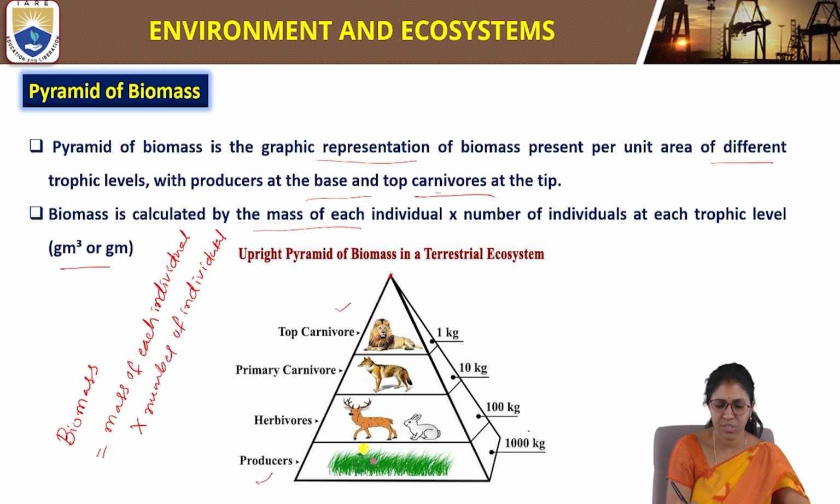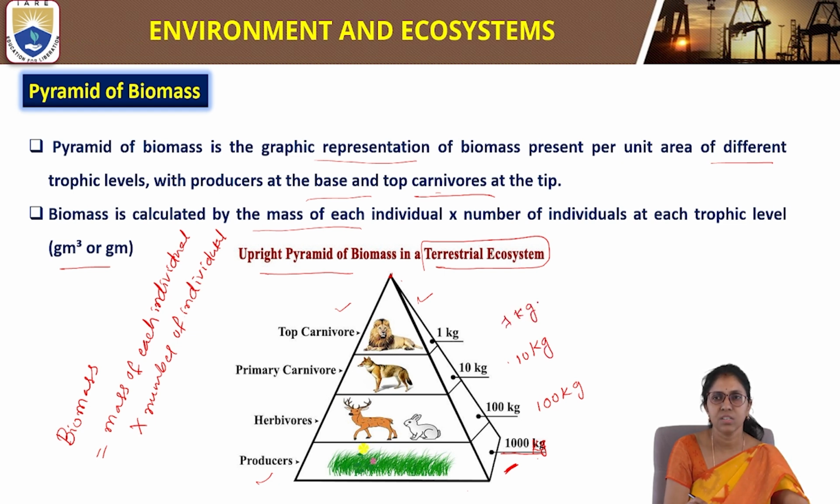If we see this diagram, it shows the upright pyramid of biomass in a terrestrial ecosystem. At the bottom we have producers, at the top carnivores. Producers have about 1000 kg of biomass, herbivores 100 kg, primary carnivores 10 kg, and the top 1 kg.